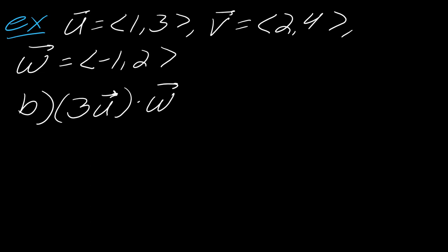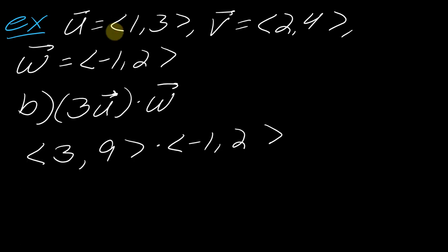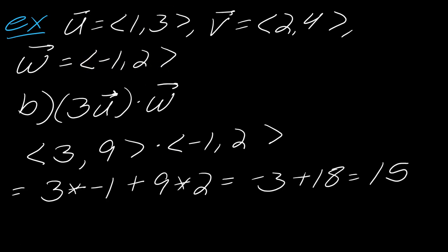Okay, I would actually recommend that you try this one on your own and hit play when you're ready. I need to take the scalar 3 and multiply it times the vector u. First, 3 times 1, which is 3, 3 times 3, which is 9, and now I dot this with the w vector, and then I can take the dot product as you see here, so ultimately I get 15.